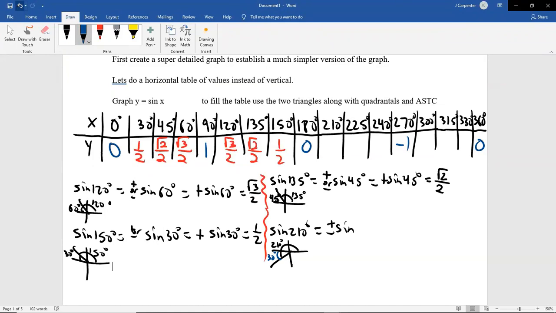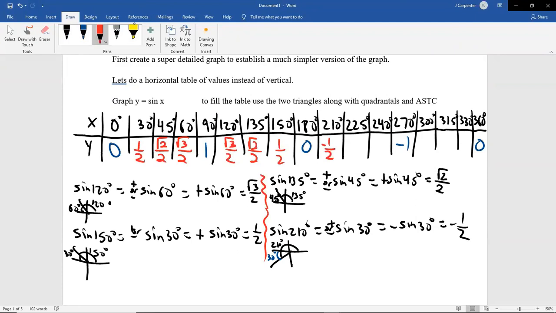Remember, the goal is to get an answer in that 0 to 90 range. So the sine of 210 is plus or minus the sine of 30 degrees, but we're in quadrant 3. A smart trig class says that cosine's positive in quadrant 3, which means sine's negative. So it's the negative sine of 30 degrees. We know sine of 30 is a half, so just slap a negative on it. This is negative 1/2.